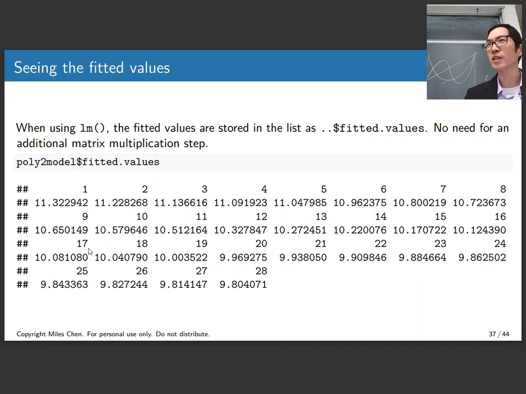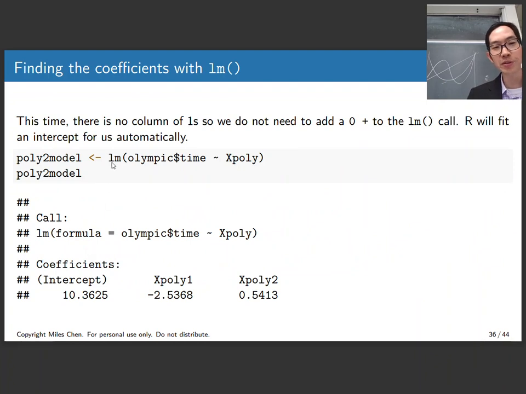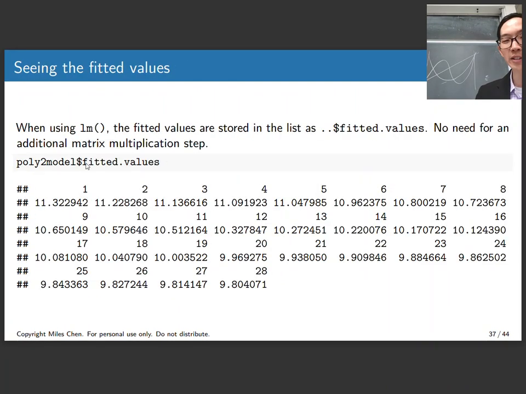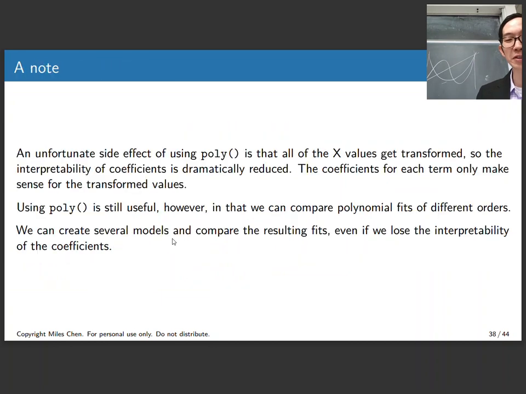Let me give you your second answer. Okay, second answer is E, E as in elephant, is our second Buchwitz answer. So when you use lm, which is great, you can just take the resulting model and ask for the fitted values. These would be all of the fitted values, and you can plot that.